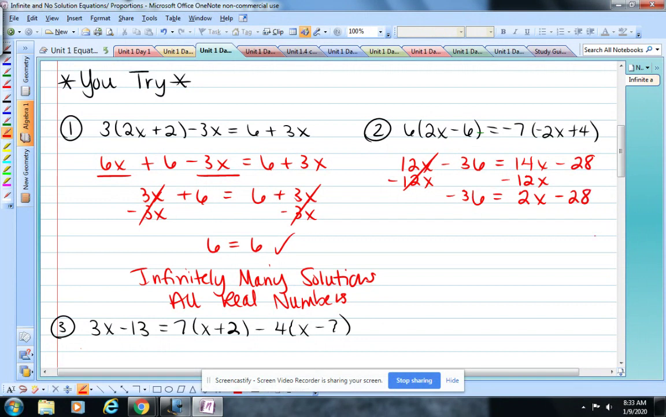Now what? Add 28 to both sides. What's negative 36 plus 28?